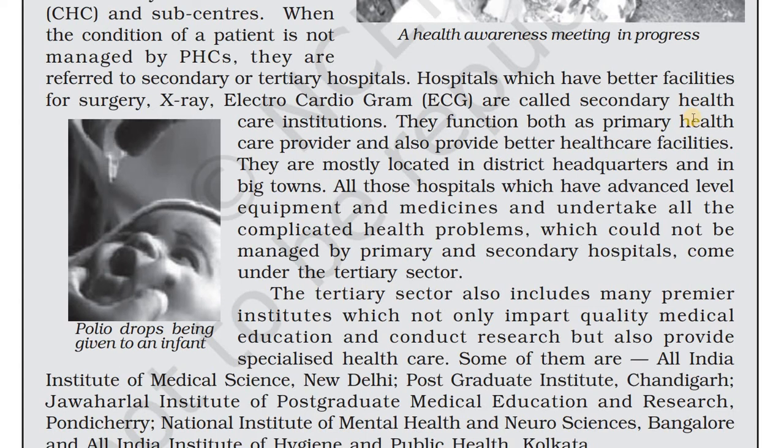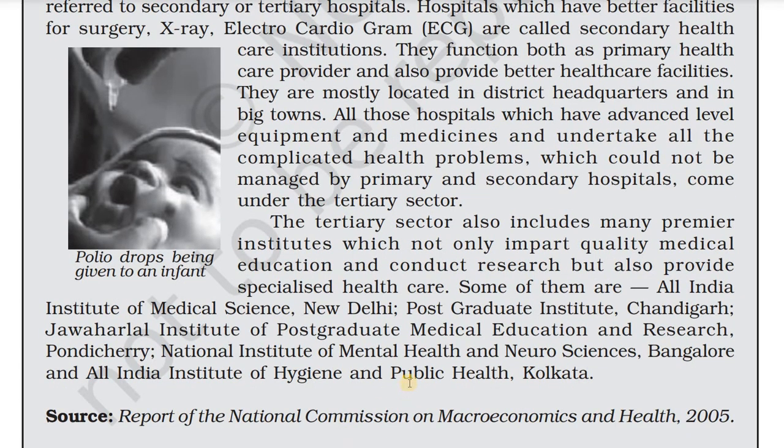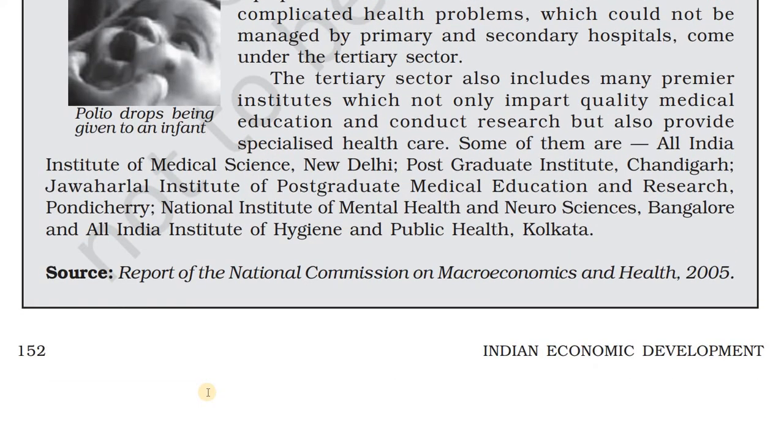Hospitals with advanced facilities like equipment and medicines, which undertake all the complicated health problems that could not be managed by primary and secondary hospitals, come under the tertiary sector. The tertiary sector includes premier institutes like the All India Institute of Medical Sciences, AIIMS; the Postgraduate Institute in Chandigarh; the Jawaharlal Institute of Postgraduate Medical Education and Research in Pondicherry; and the National Institute of Mental Health and Neurosciences in Bangalore, NIMHANS. These are the tertiary sector hospitals.